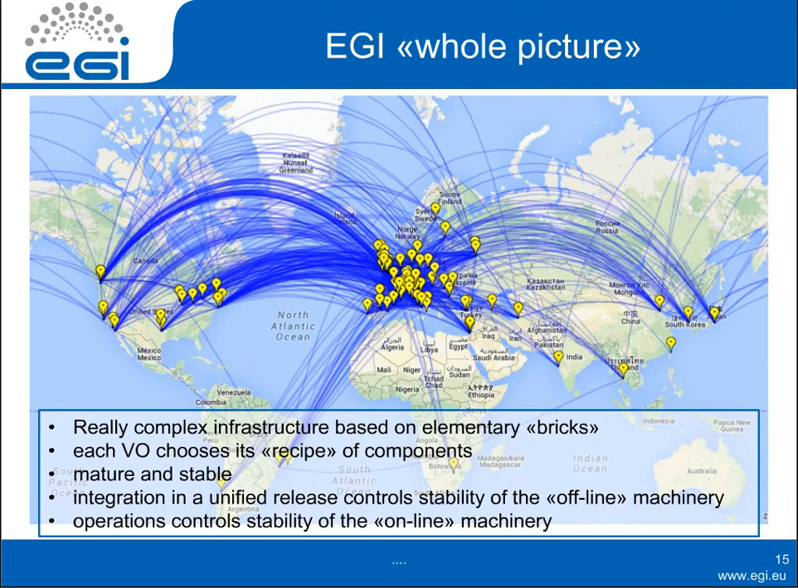This is mature and stable, mature because there are years that this infrastructure is in production, and it is kept stable by operations, so online operations control the stability of the old machinery. And the integration in unified release controls the stability, I would say, in the offline world, where you have to make patches, updates, and things like that.